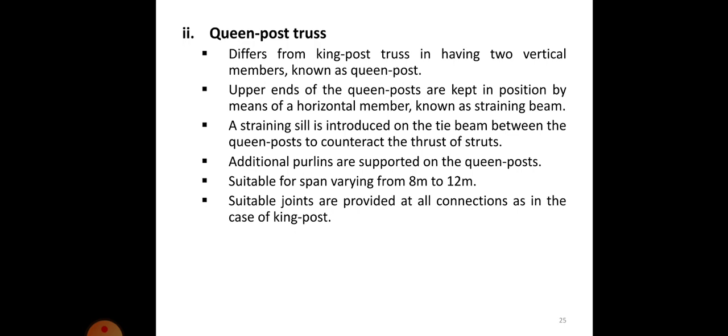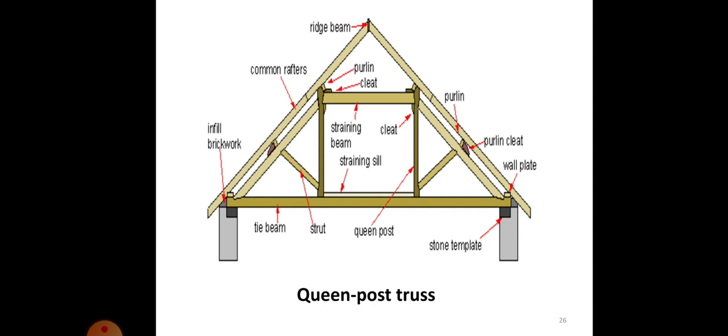And now the queen post truss. This is used for a greater span compared to the king post truss, which is used for a 5 to 8 meter span. The queen post truss is suitable for spans varying from 8 meters to 12 meters. Here again it differs from the king post truss in having two vertical posts. As you see in the figure here, there are two vertical members, we call them the queen posts.